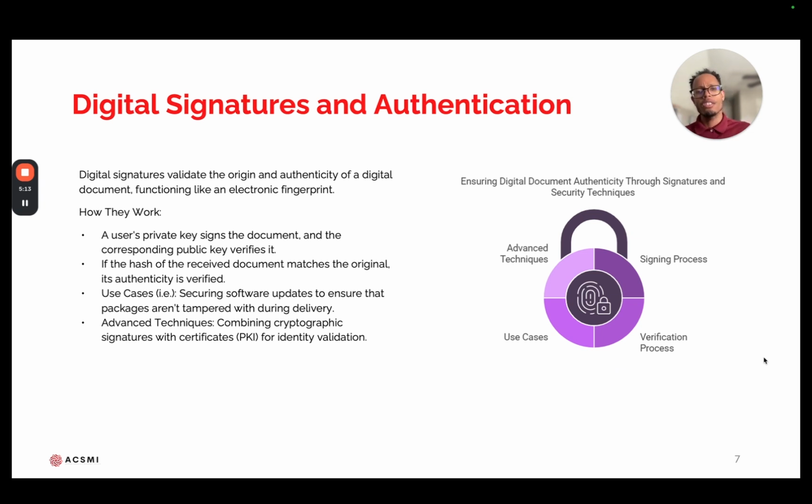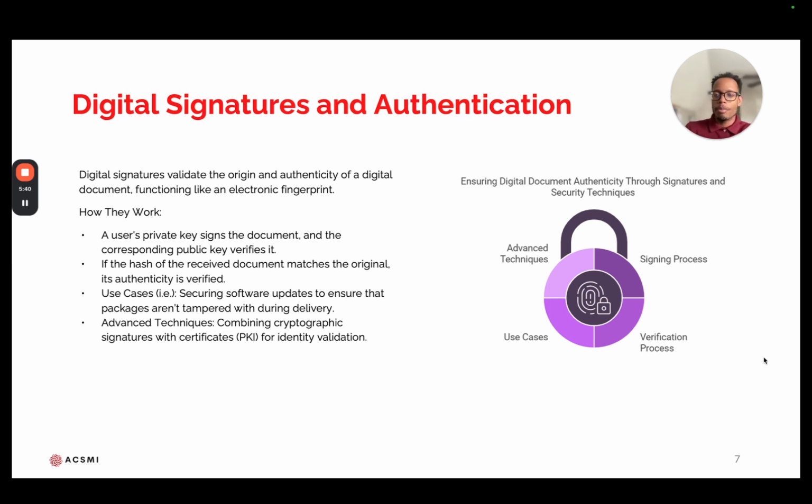Let's talk about digital signatures and authentication. We know that a digital signature validates the authenticity of a person. It's basically saying, hey, I am this user, and I'm using my private key to sign a document, because that's talking about non-repudiation, right? And then if the hash of the document that was attached to that email matches the original, then authenticity is verified.